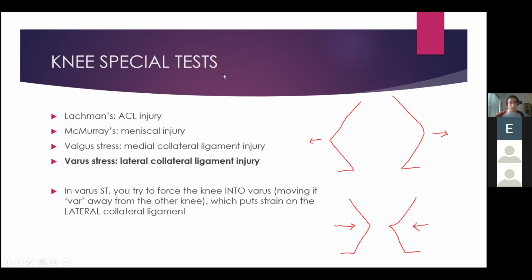So with the Varus stress test, you're testing your collaterals. Varus and valgus both test a collateral each. Valgus stress test means you're trying to force the leg into valgus, like this down here, and that is going to put more strain on the medial collateral. Whereas with the Varus stress test, you're trying to force the leg into Varus, which is going to put more strain on the lateral collateral. So that's basically how you test those ones.